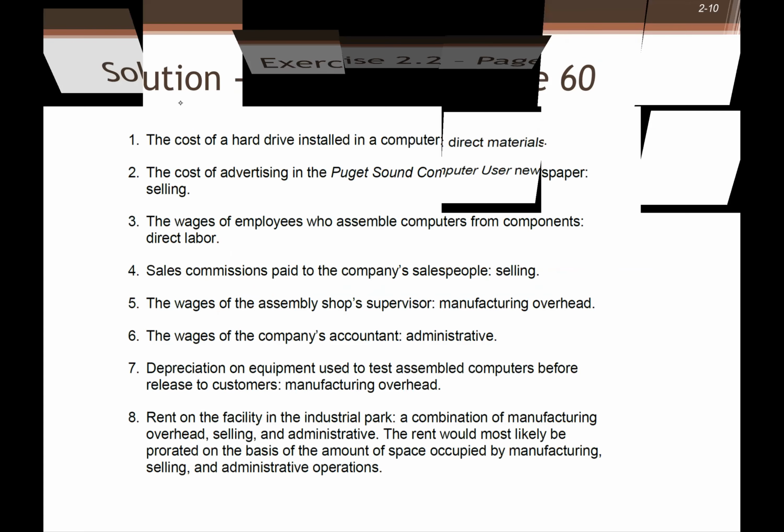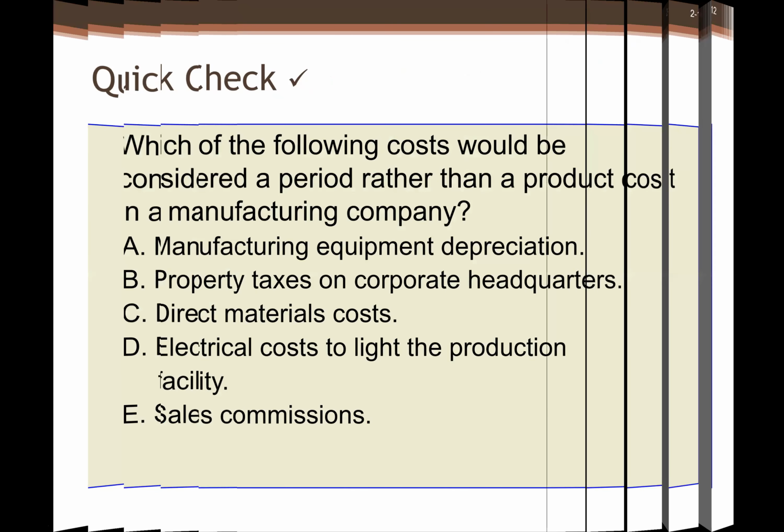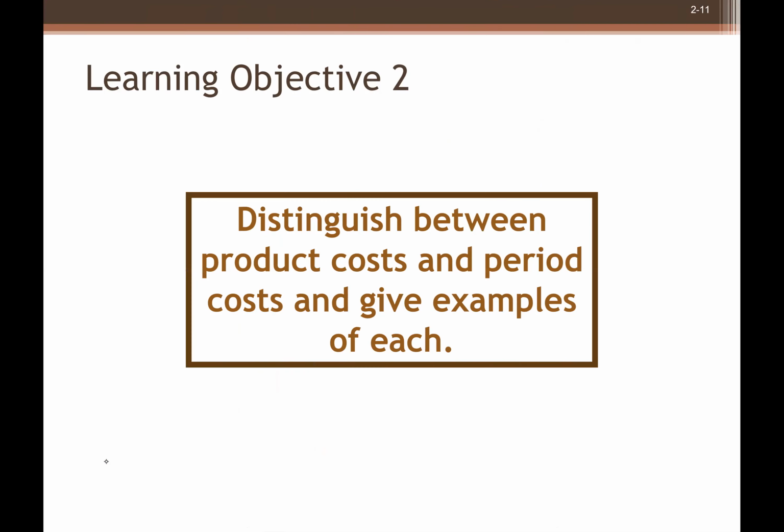Okay, I have pasted the solution as well. You can compare later on with that one. So let's talk about the learning objective 2, right? So let's talk about distinguishing between product cost and period cost. Up till now, what we have discussed is one way to classify the cost, based on manufacturing and non-manufacturing. And now we are distinguishing the cost as product cost and period cost. Let's talk about that.